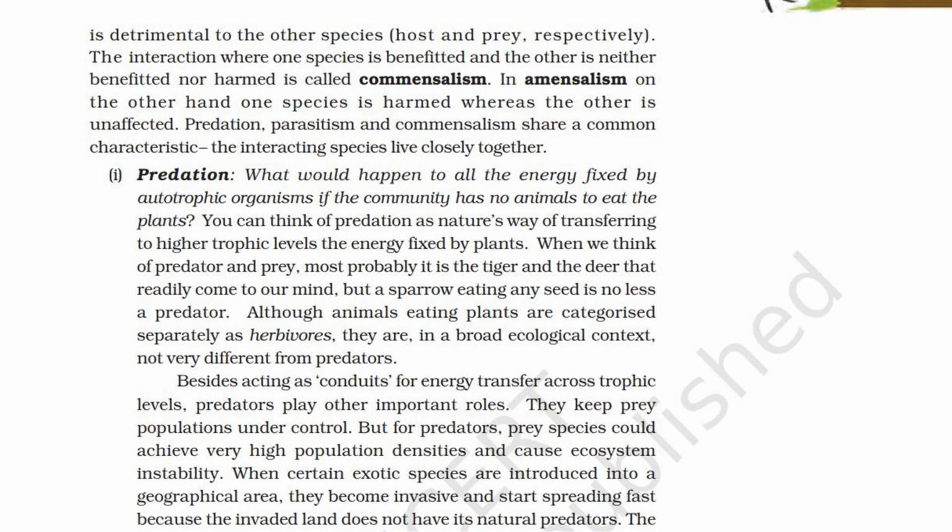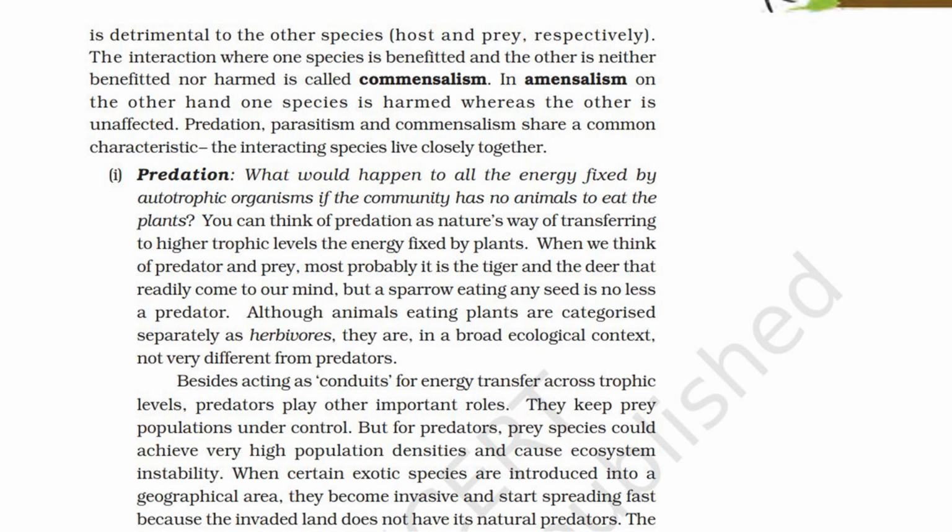1. Predation. What would happen to all the energy fixed by autotrophic organisms if the community has no animals to eat the plants? You can think of predation as nature's way of transferring to higher trophic levels the energy fixed by plants. When we think of predator and prey, most probably it is the tiger and the deer that readily come to our mind, but a sparrow eating any seed is no less a predator. Although animals eating plants are categorized separately as herbivores, they are, in a broad ecological context, not very different from predators. Besides acting as conduits for energy transfer across trophic levels, predators play other important roles.